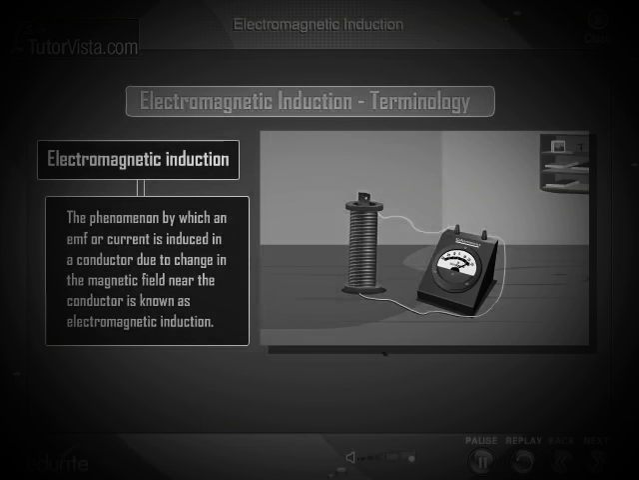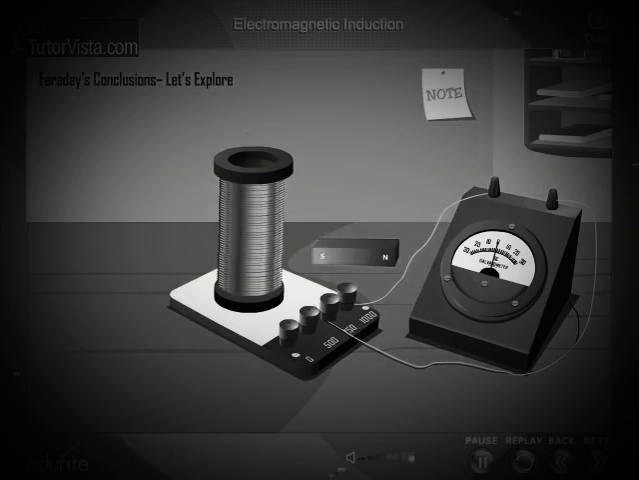The phenomenon by which an EMF or current is induced in a conductor due to a change in the magnetic field near the conductor is known as electromagnetic induction. Let's now look into some of the experiments performed by Michael Faraday.